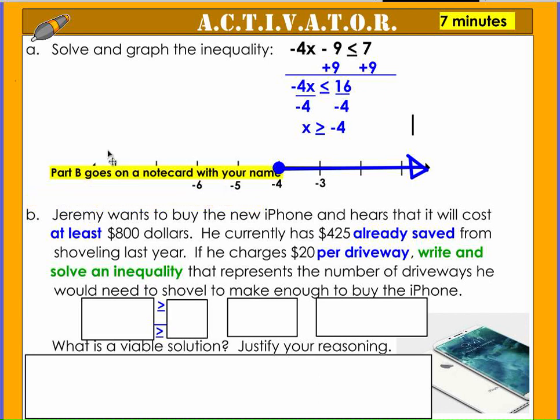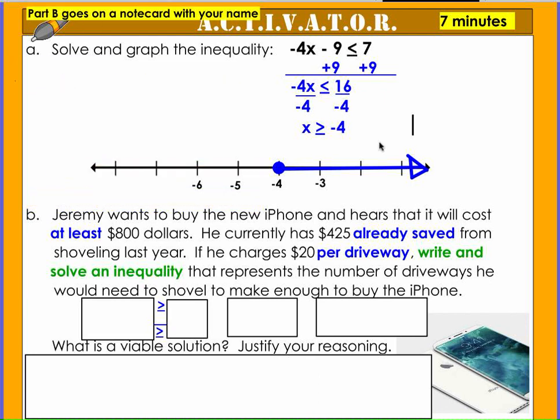Let's move this out of the way. All right, so Jeremy wants to buy a new phone and he hears that it will cost at least, this keyword at least, $800. Does that mean he can save more than $800? Can he save more if he needs at least $800? Hopefully you said to yourself, yes.